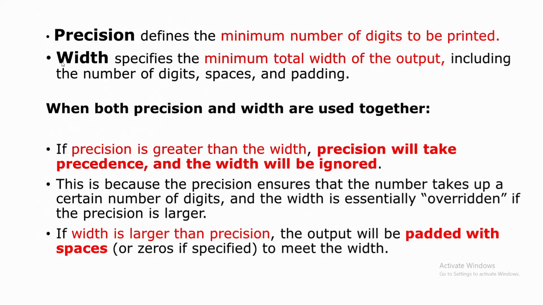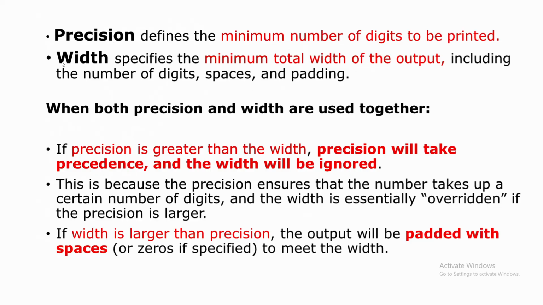Since 5 digits already exceed 3 spaces, the width is ignored. Now consider another example. Width equal to 8, precision equal to 3. The compiler first creates 3 digits. Then it adds spaces to make the total width 8. So precision controls the number itself. Width controls the surrounding space.